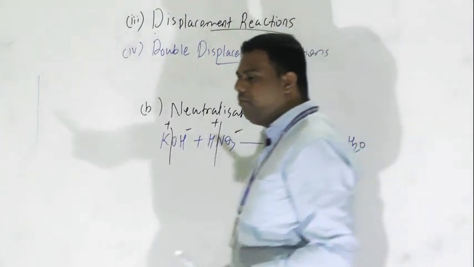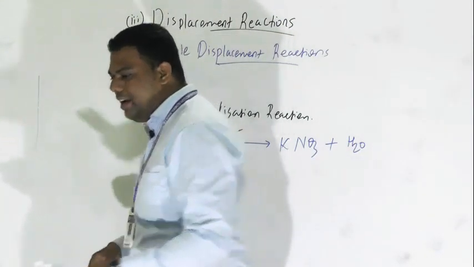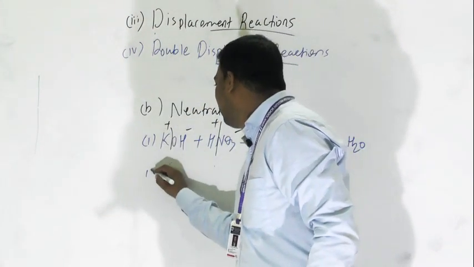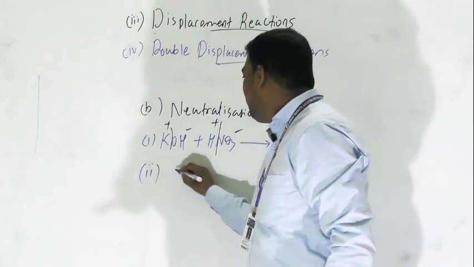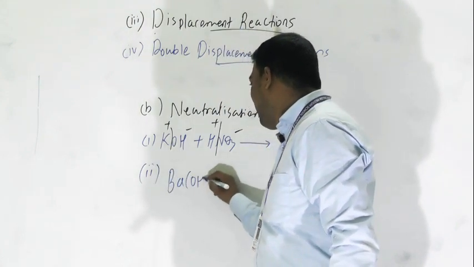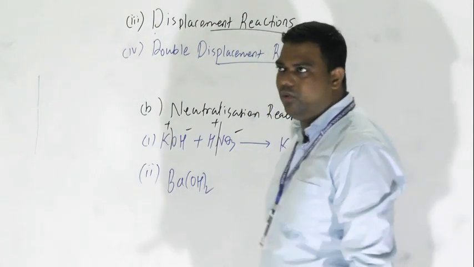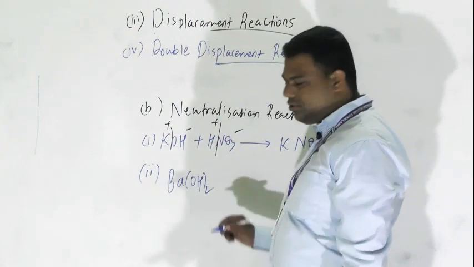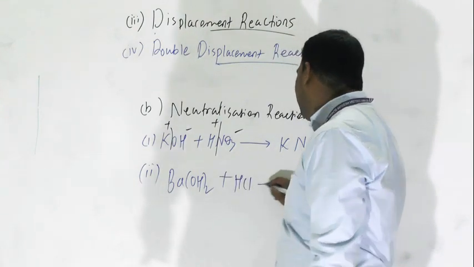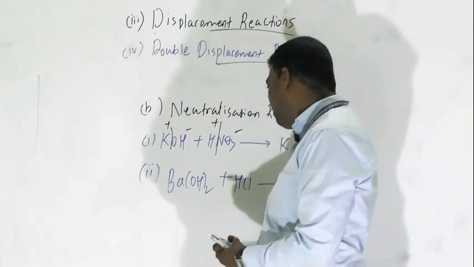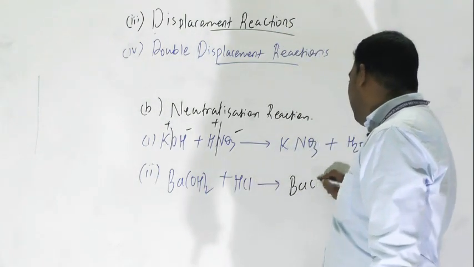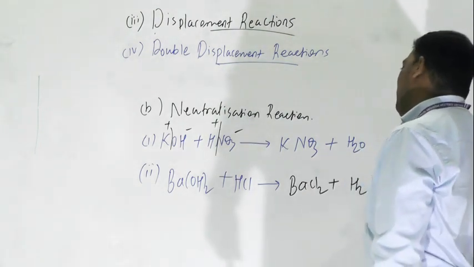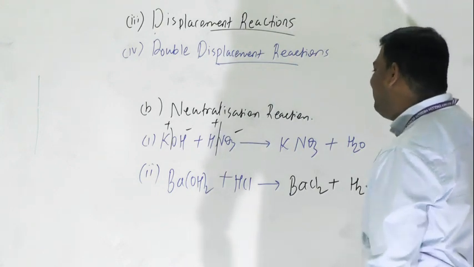So these are your neutralization reactions. Now one more example, barium hydroxide. Second example, base hydroxide. Already you know the compound containing OH minus ion is your base. So barium hydroxide plus HCl. Now what will you get here? You will get BaCl2 plus H2O. Now it's time to balance this reaction.